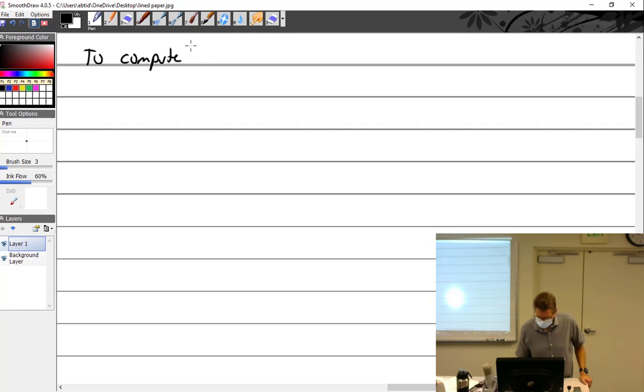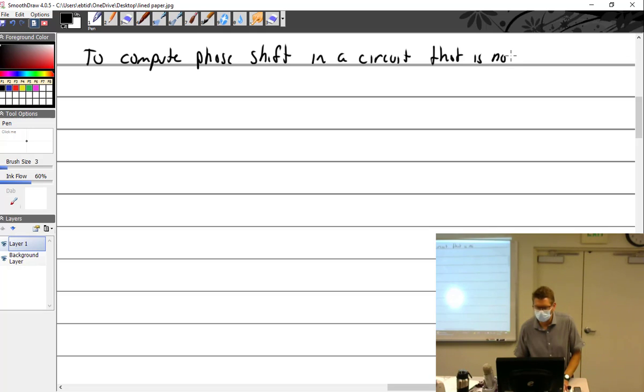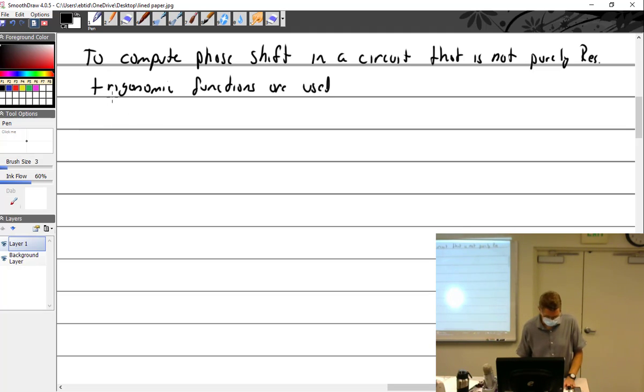To compute phase shift, which is the angle theta, in a circuit that is not purely resistive, trigonometric functions are used. And we talked about this back in week 1.